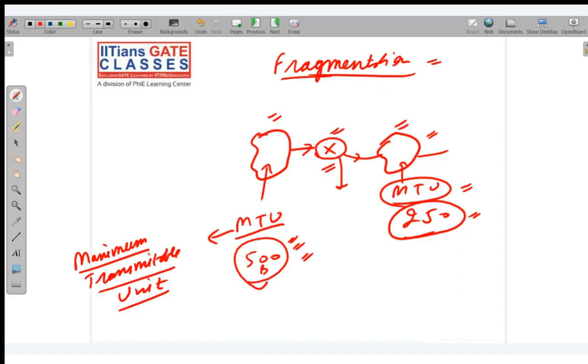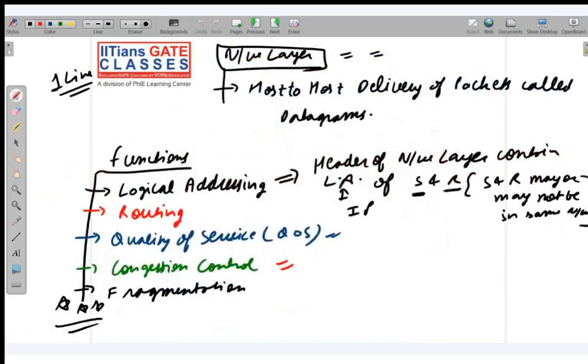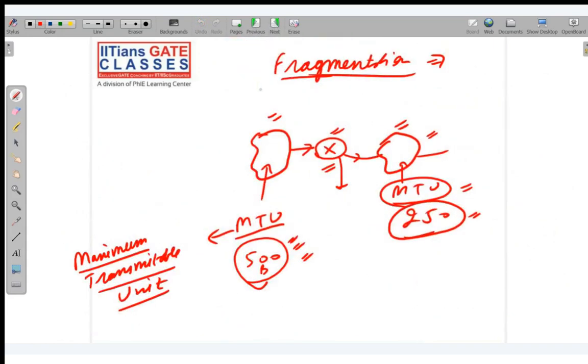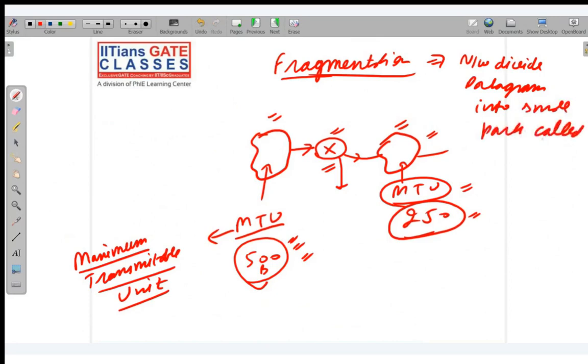Yes, sir. Okay. So fragmentation means dividing the datagram. Why am I using the word datagram? Please say with me: datagram means packet at network layer. So this is all done by the network layer because we are studying the functionality of the network layer. It's the responsibility of the network layer. The network layer will divide the datagram into multiple small pieces called fragments. The network layer divides the datagram into small parts called fragments. Any doubt here? No, sir. Clear, sir. Okay, take a snapshot. I will jump to the next slide.